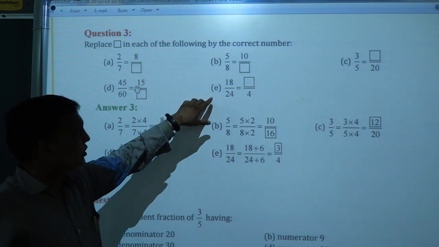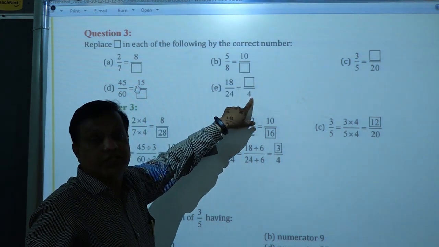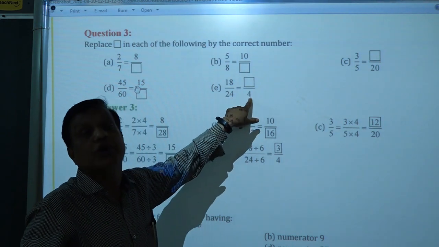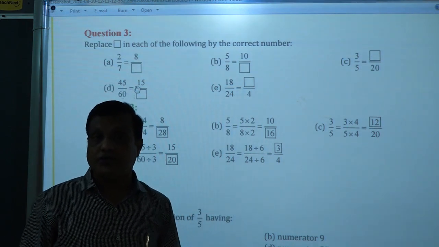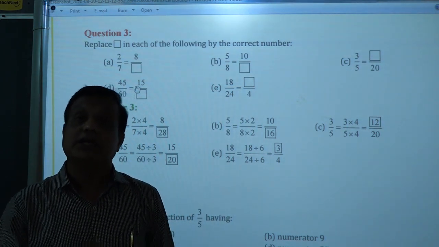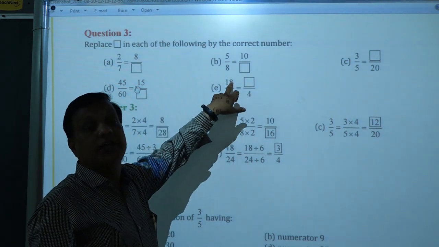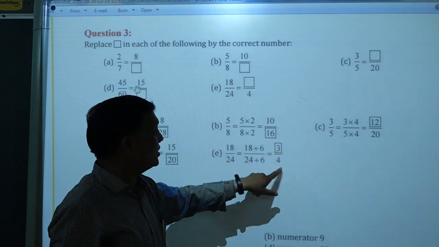Now we will see the next question. 18 upon 24 is equal to dash upon 4. Again the denominator 4 is given, here is given 24. 24 is greater than 4. So what you have to do? You have to divide 24 by 4, and the answer is 6. The 6 you have to divide with the numerator. So 18 divided by 6, answer is 3. So 3 upon 4 is the required answer.